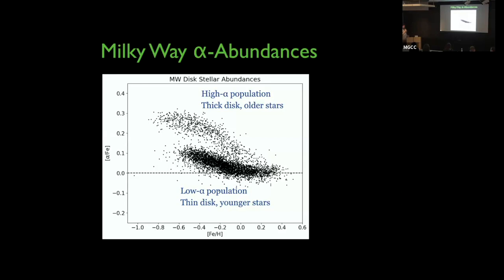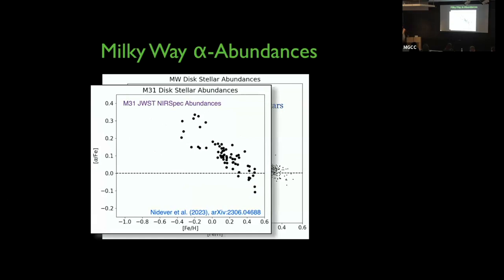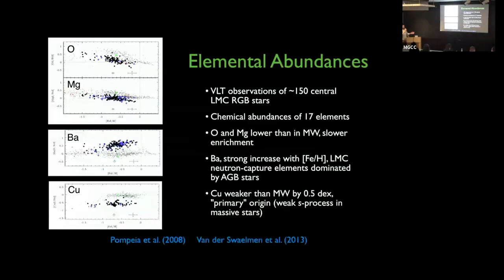Now, the existence of these 2 populations and why there's this alpha bimodality is still debated and is a whole other talk. And actually, what's interesting is that if we look at M31, we don't see this kind of alpha bimodality at all. This is new data from JWST NIRSpec, which is very confusing. And again, its own talk. But I wanted to just mention that briefly when we compare this to the Magellanic Clouds, the MCs. So let's move to the MCs and see what has been done on chemical abundances.